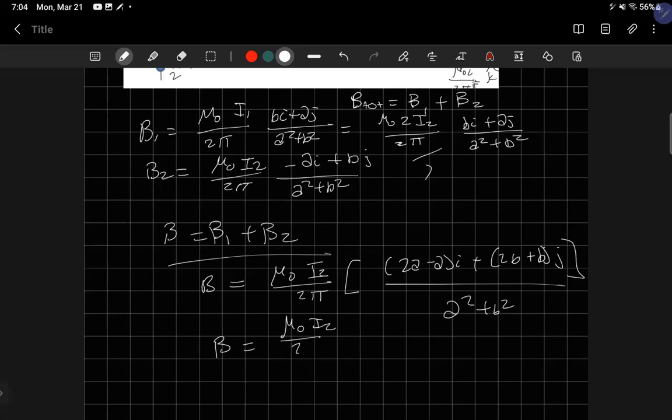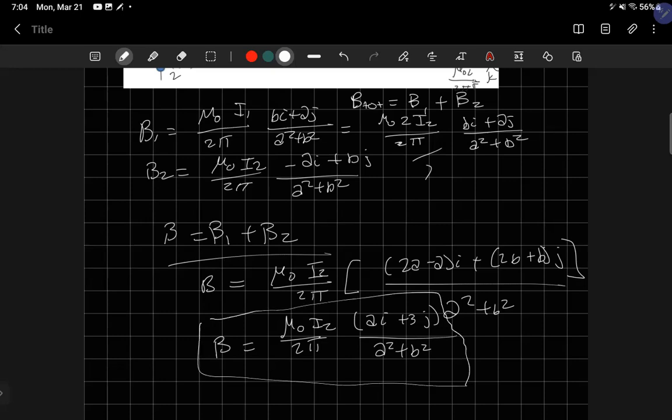Can I simplify it? Other than just doing the, oh, you can do this. AI plus 3j over a squared plus b squared. That should be it. That's probably how I would leave it, yeah. I don't know that you can simplify it anymore.